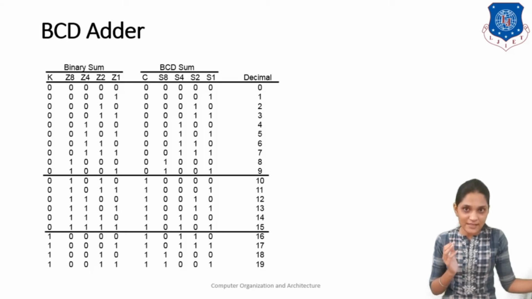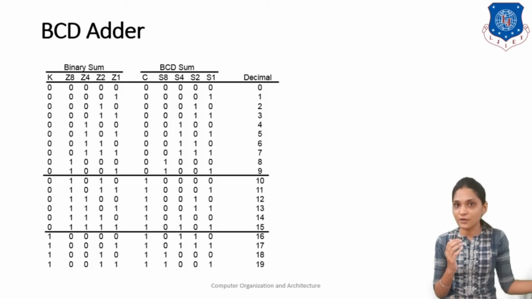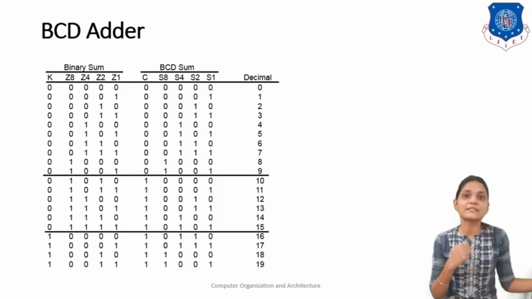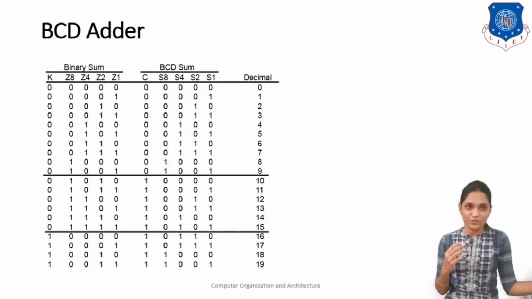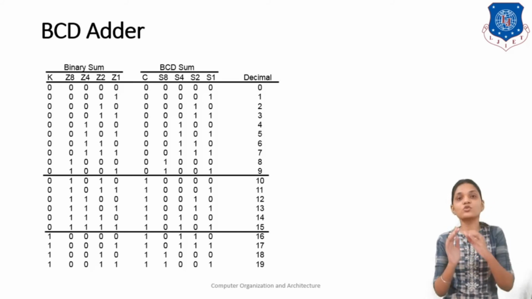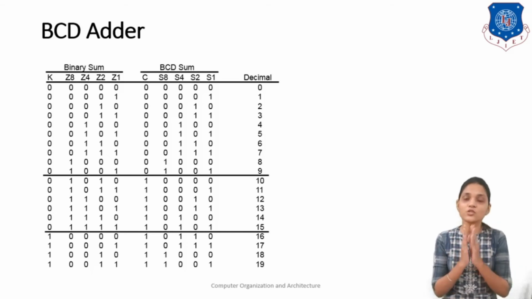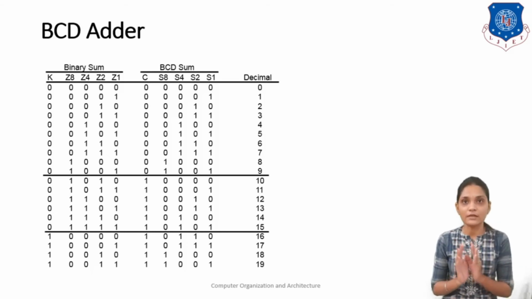If your K flag is generated, or from your addition result Z8 and Z4 both are 1 at a time, or your Z8 and Z2 both are 1 at a time, then you require to add 6 into this binary sum to convert it into proper BCD format. So this is the basic thing that we require.